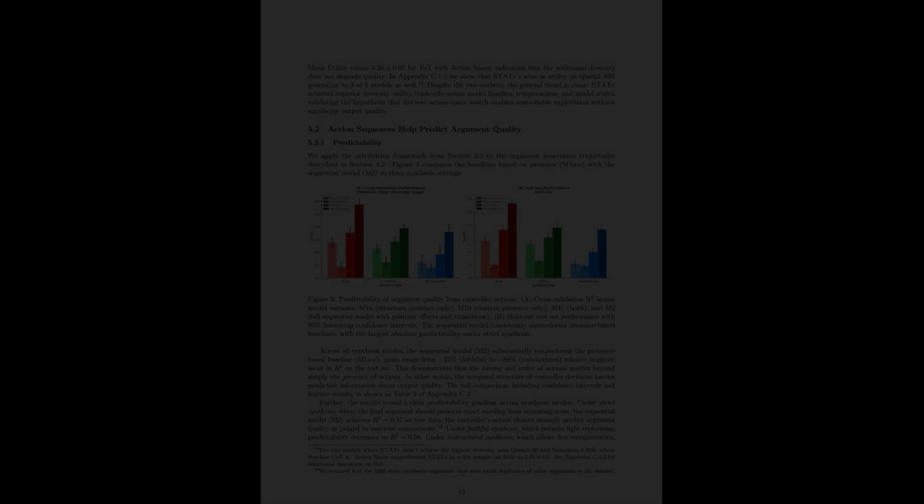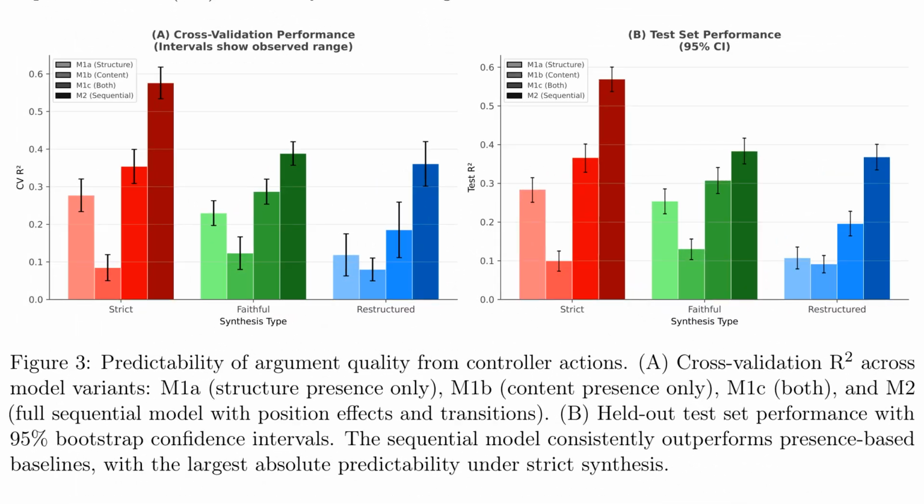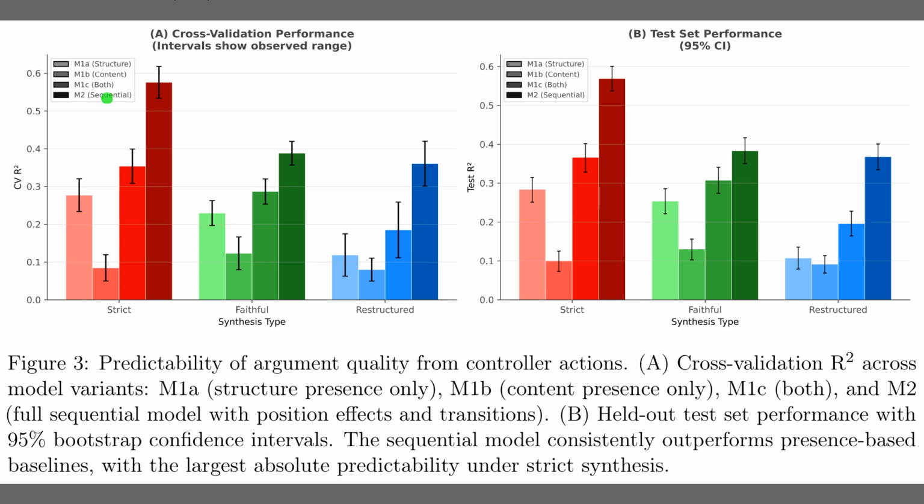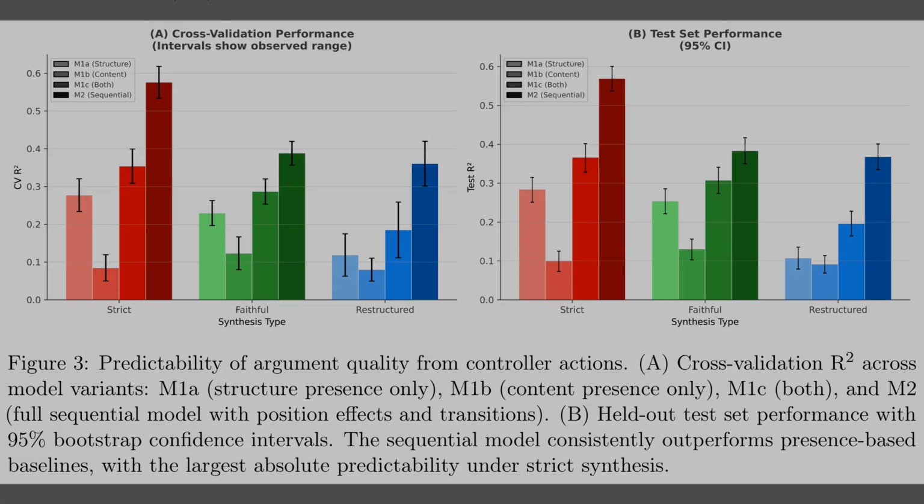the column. While Table 2 established the performance gains, Figure 3 asks whether we can predict those quality outcomes from the actions themselves. The charts display the R-squared values for different prediction models, with the test set performance shown in panel B on the right. Notice the cluster of bars labeled strict. Here, the darkest bar represents the sequential model, which considers the specific order of actions. It reaches an R-squared of nearly 0.6, vastly outperforming the lighter bars that only look at whether an action was present or not. This confirms that the timing of a reasoning step is just as critical as the step itself.